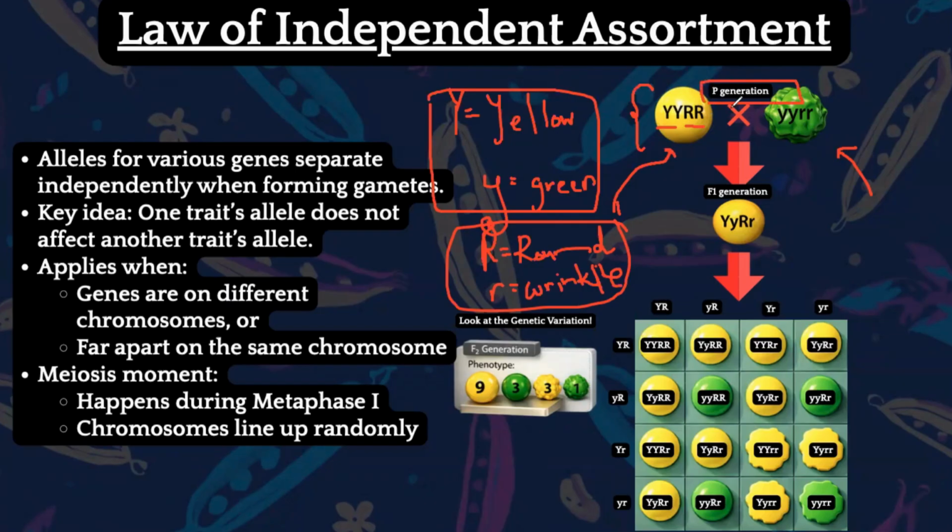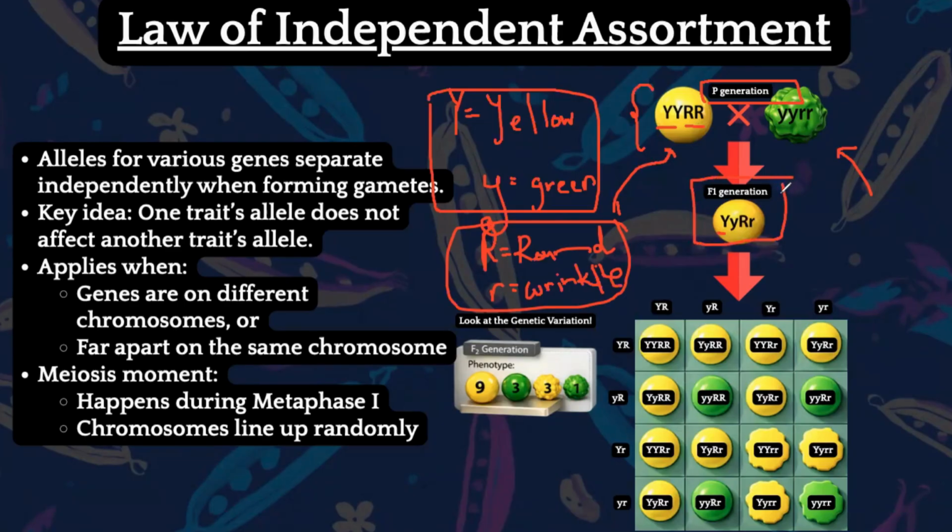And so when we cross the parent generation, all the offspring are going to get one of each lettering because the only thing this parent can offer is big Y. So you see the big Y there. The only y that can be offered by this parent is a little y. So you see the little y there. This parent can only offer big R. So you see the big R there and the little r from that parent there. So that is the F1 generation.